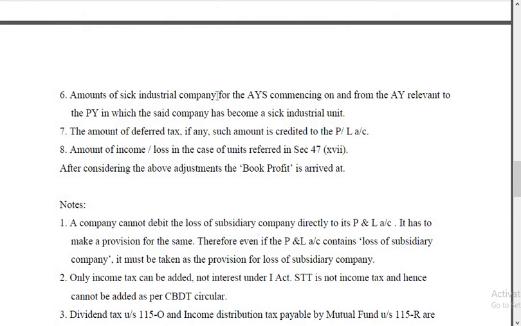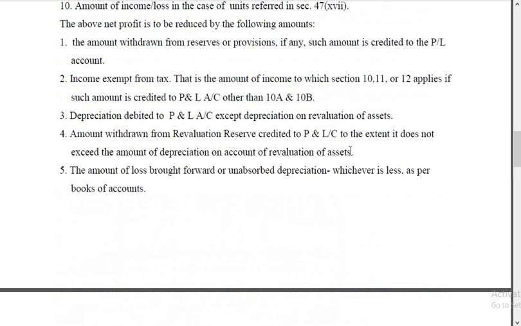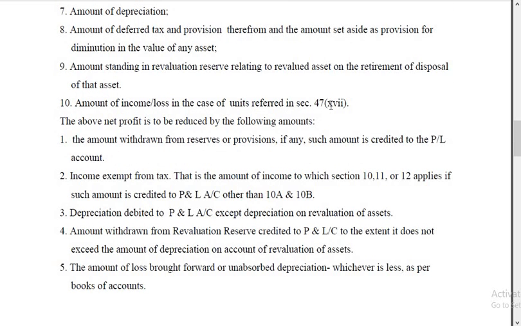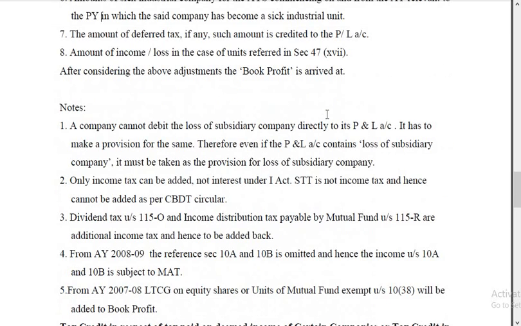The amounts of sick industrial company for the assessment years commencing on and from the assessment year relevant to the previous year in which the said company has become sick industrial unit. The amount of deferred tax, if any, such amount is credited to profit and loss account. Amount of income or loss in the case of units referred to in section 47, subsection 17. There also I am subject to correction. It is 17, not 12.